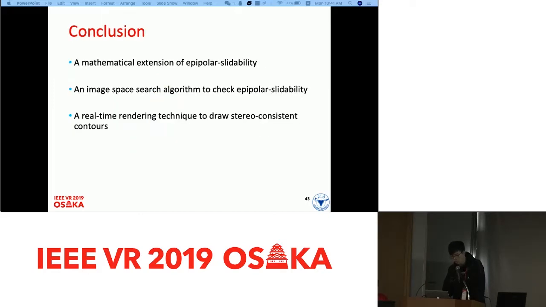In conclusion, we first provide a mathematical extension of epipolar-slidability. Second, we design an image space search algorithm to check epipolar-slidability based on that extension. Third, we propose a real-time rendering technique to draw stereo consistent contours.